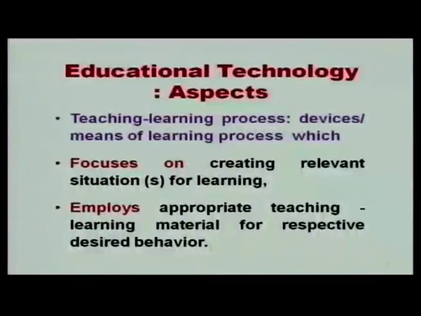The process aspect employs appropriate teaching learning material for the respective desired behavior. For example, at primary school level, we can ask the students to undergo observation and employ their senses to infer from the environment. The same is true for a middle school student.